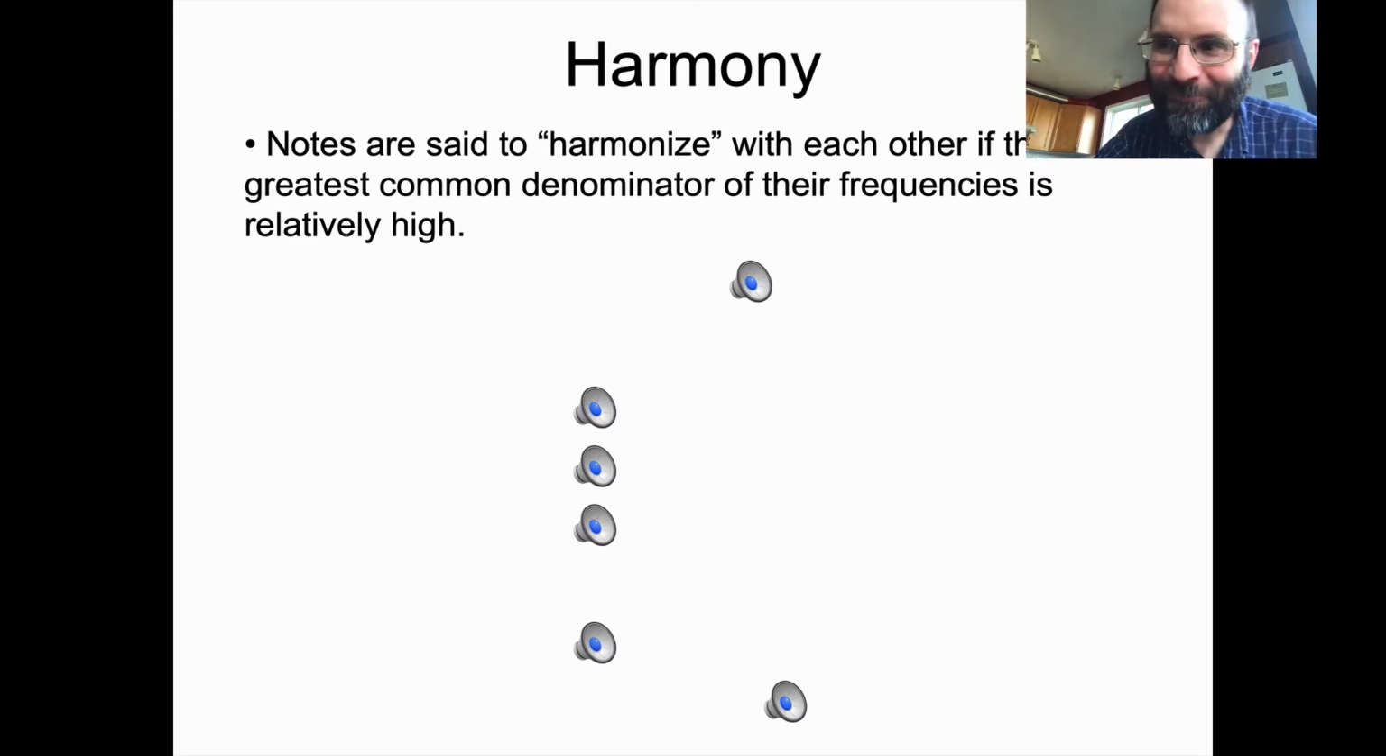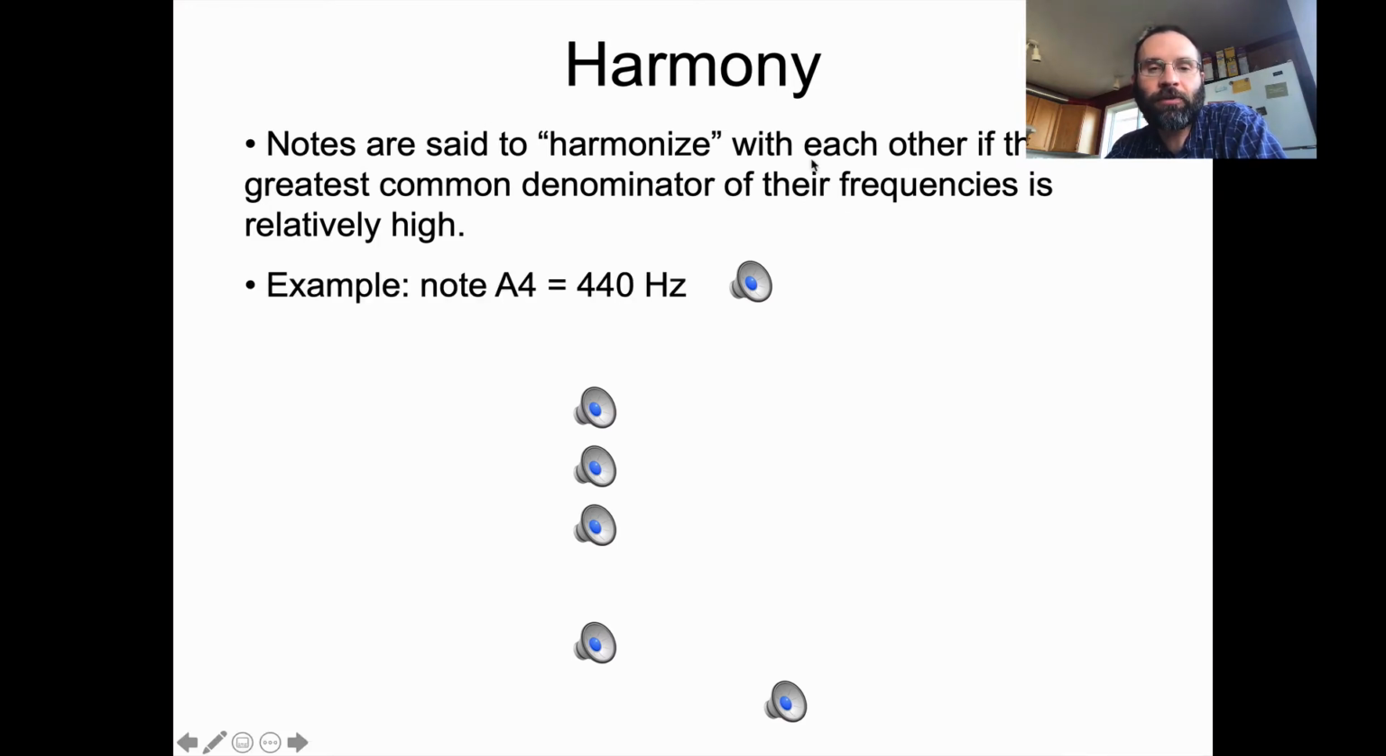Here's a little slide about harmony, because we've talked about harmonics in terms of complex sound waves. Harmony is also a term in music for similar reasons, not quite exactly the same thing, but notes are said to harmonize with each other if the greatest common denominator of their frequencies is relatively high. So here's what an A4 sounds like, the 440 hertz note. That nice, beautiful tone in sine wave form.